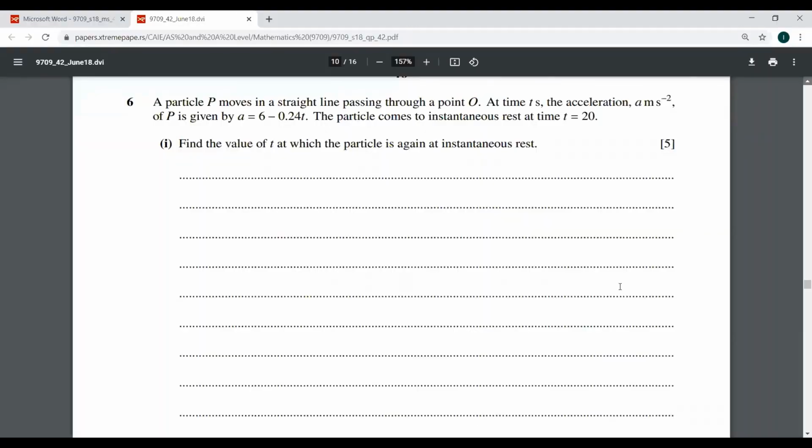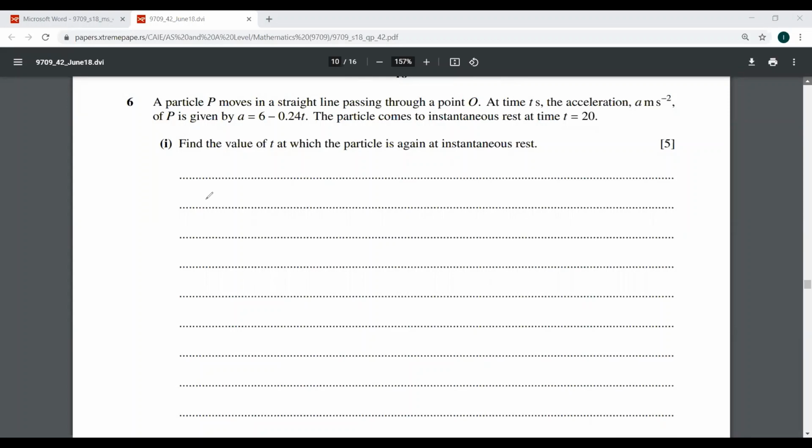So you try this question number 6, okay? Okay, this looks to me a rather simple question on kinematics 2, where we have calculus to be applied here.